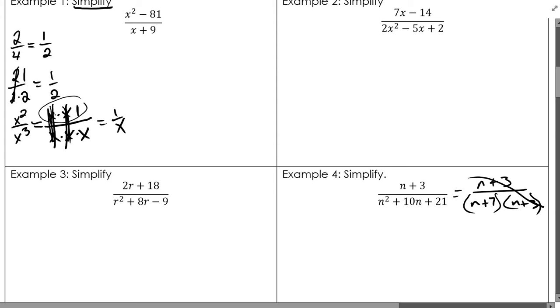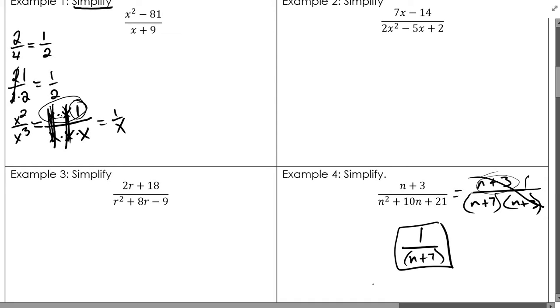Just like here, when I eliminate all the things on top, we're left with a 1. Same thing here. We just eliminated both things on top, so what's left? A 1. So the final answer is 1 over, what's the only thing left on the bottom? n plus 7. 1 over n plus 7. That's the final answer.